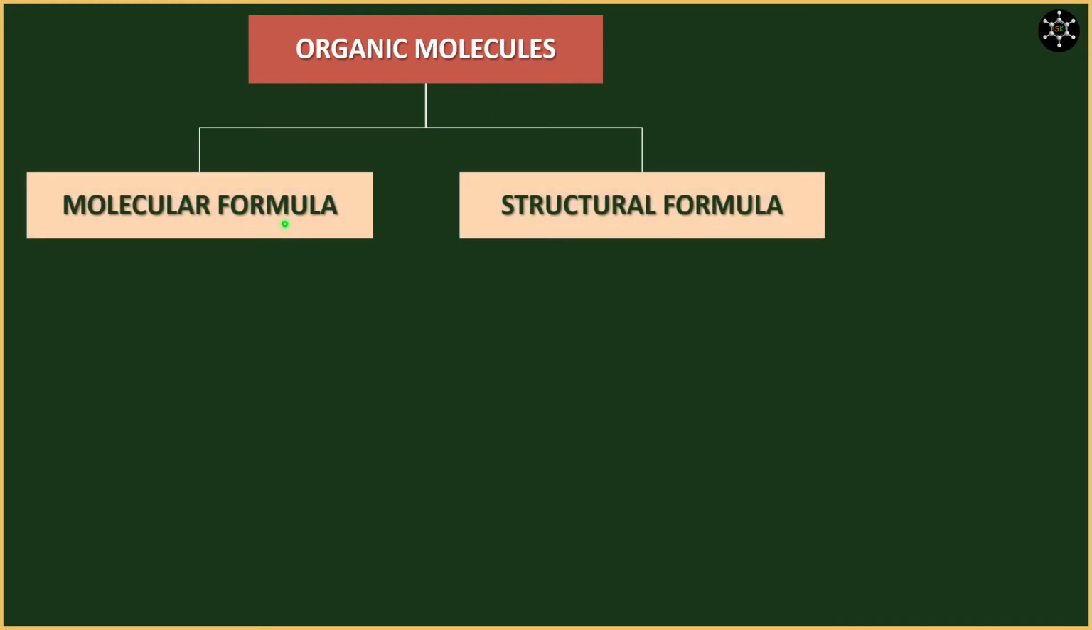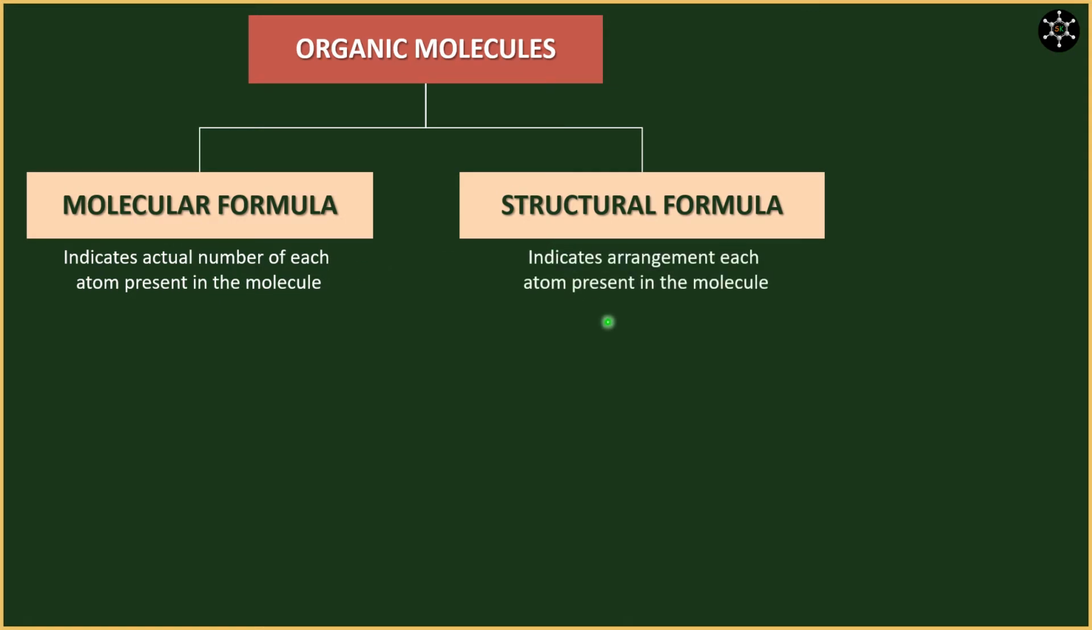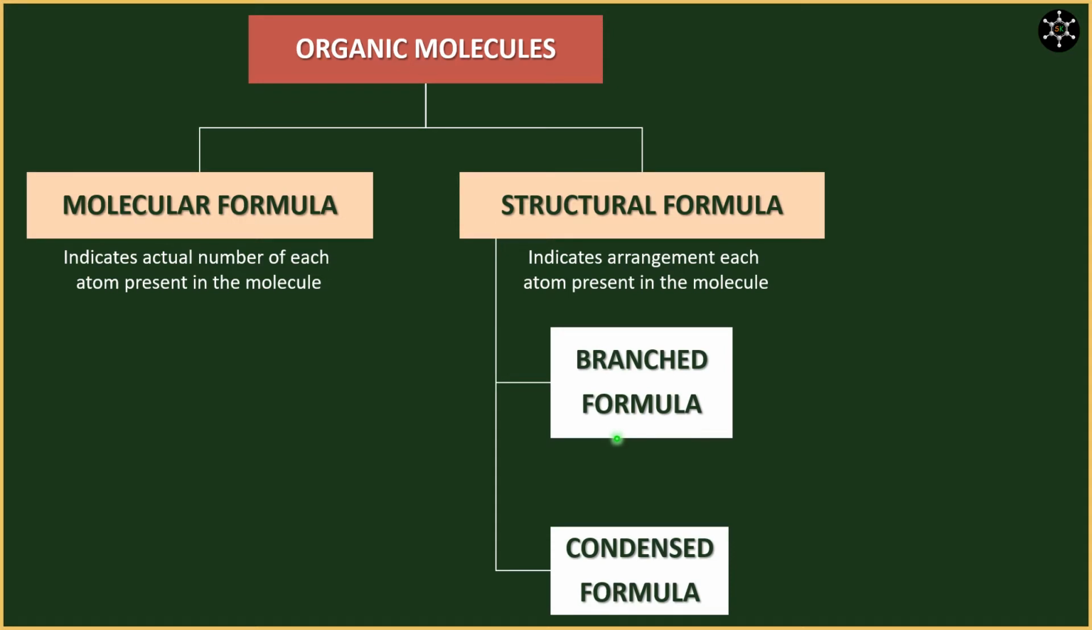Organic molecules can be represented as molecular formula or structural formula. Under molecular formula, we will be indicating the actual number of each atom present in the molecule. Coming to the structural formula, here we will be indicating how these atoms are arranged in the molecule in reality. Under structural formula, we are having branched formula and condensed formula. These things become more clear with an example.